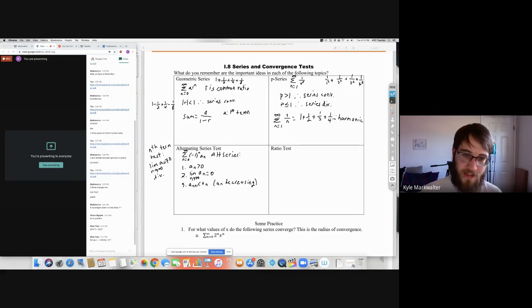But the nth term test basically says, if the limit of your series terms goes to 0, it's inconclusive. We don't know. What's great about an alternating series is if the limit does go to 0 and these other things are true, then we do know that it converges. So this is why the alternating series test is fairly strong.